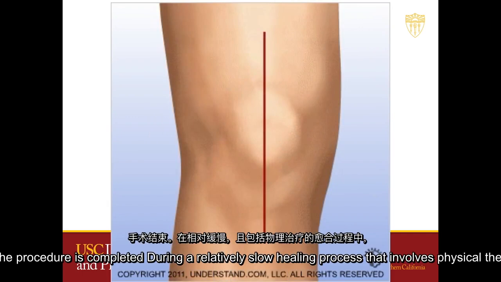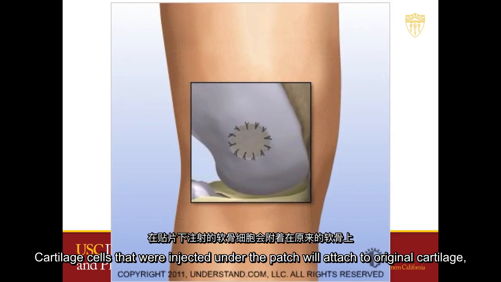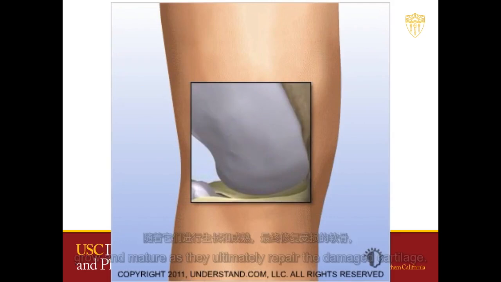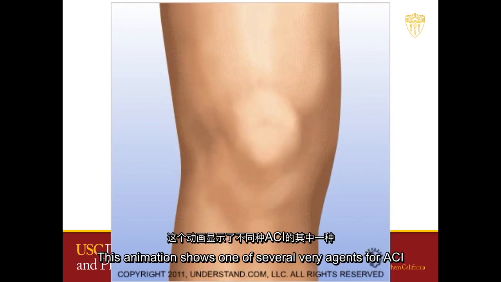During a relatively slow healing process that involves physical therapy, cartilage cells that were injected under the patch will attach to original cartilage, grow, and mature as they ultimately repair the damaged cartilage. This animation shows one of several variations for ACI.